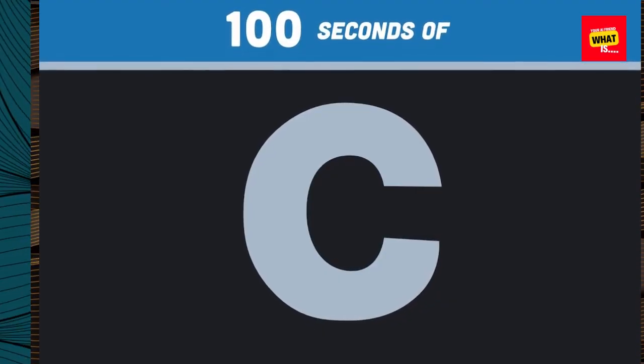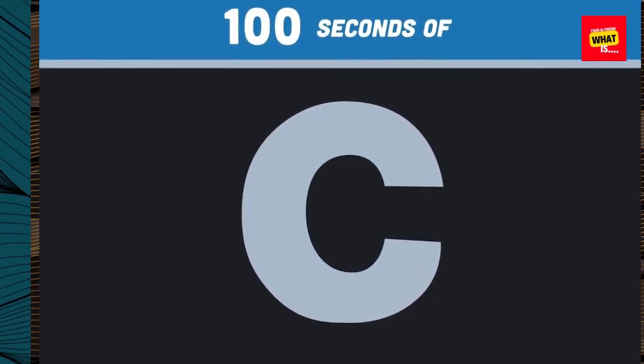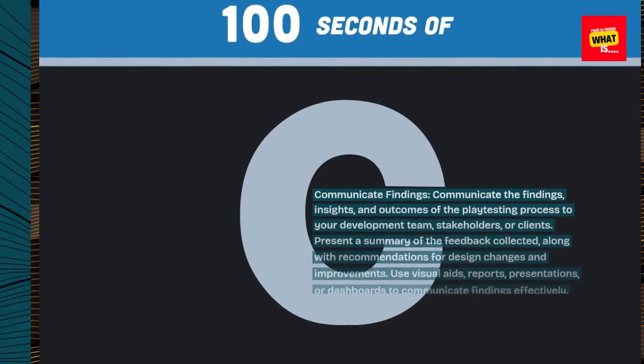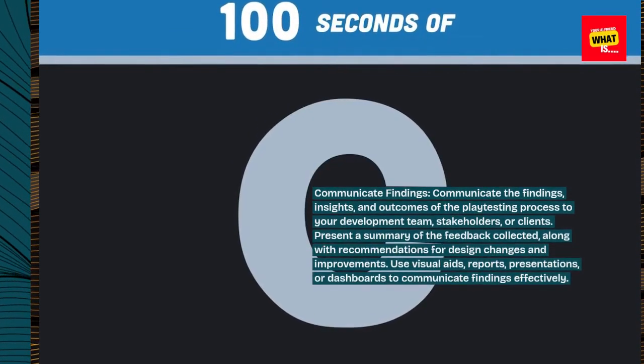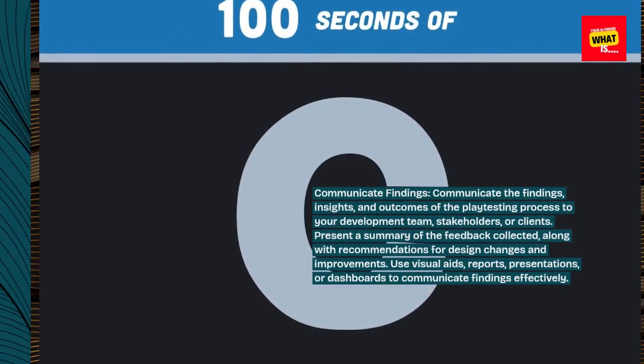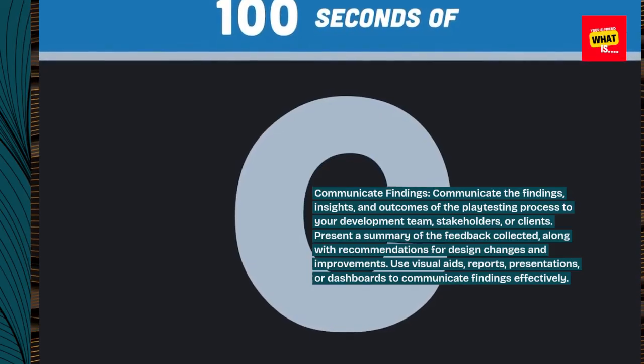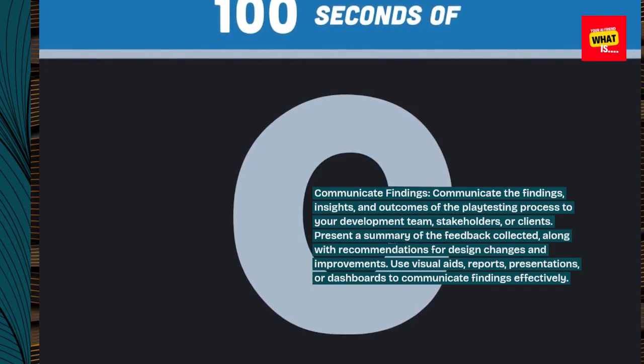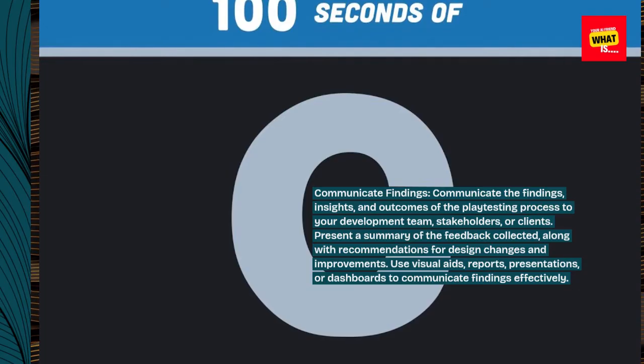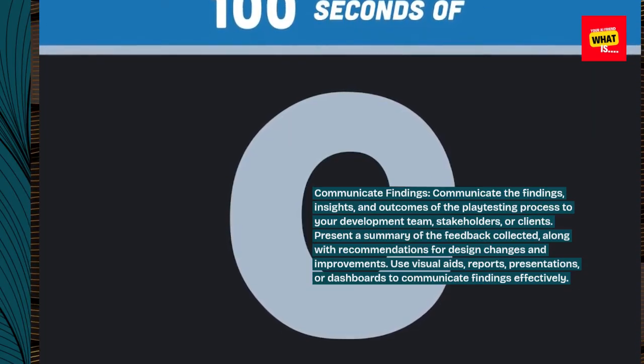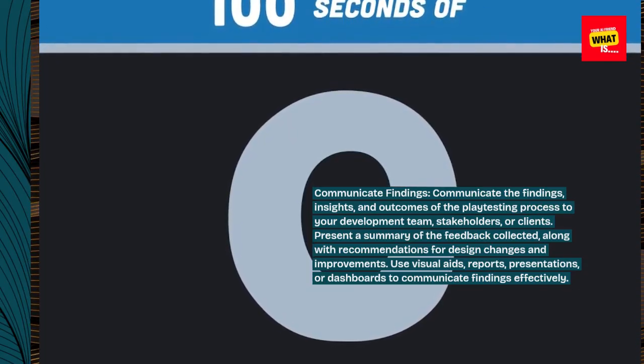Communicate findings. Communicate the findings, insights, and outcomes of the playtesting process to your development team, stakeholders, or clients. Present a summary of the feedback collected, along with recommendations for design changes and improvements. Use visual aids, reports, presentations, or dashboards to communicate findings effectively.